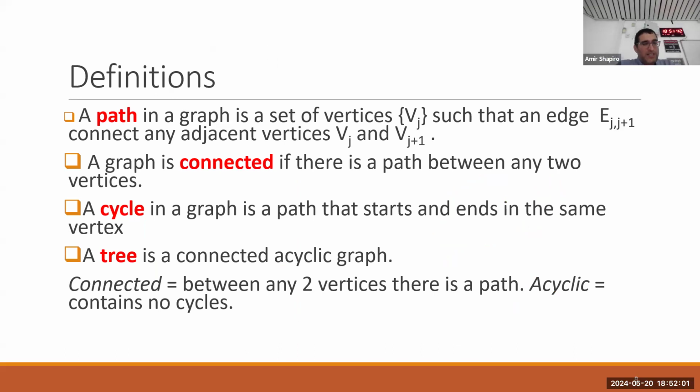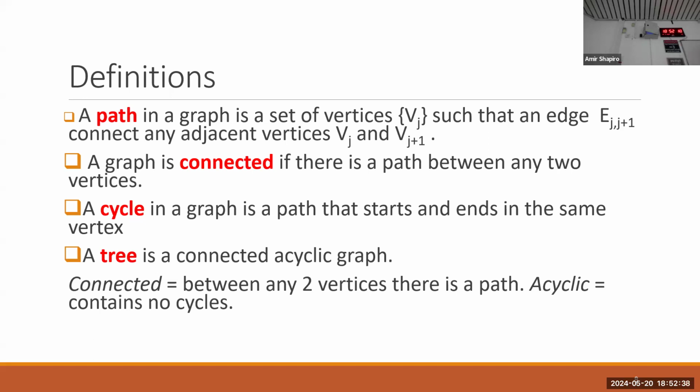So let's do some definitions. A path in a graph is a set of vertices Vj such that an edge Ej, j plus 1 connects any adjacent vertices Vj and Vj plus 1. So it's a set of vertices and the edges that connect them. This is a path, that I can go from one vertex to another through the edge.